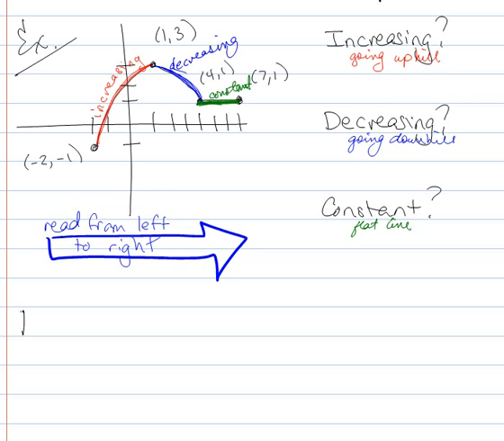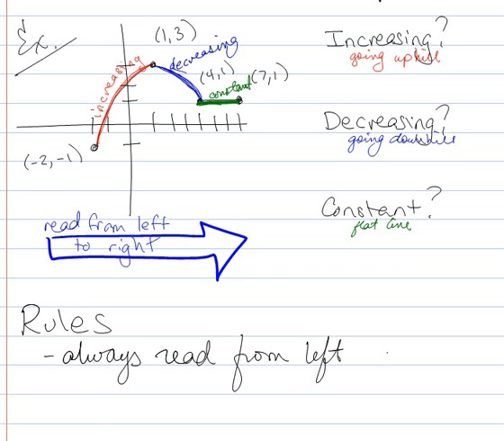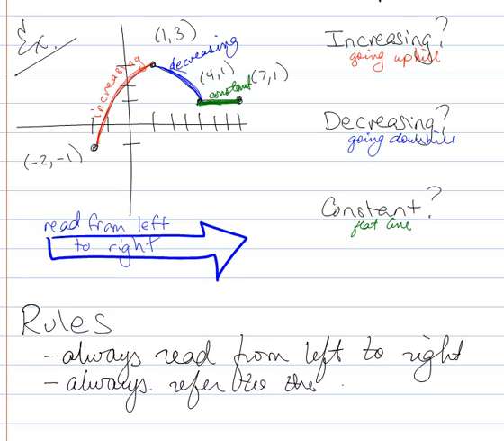Now here are your rules. First of all, always read from left to right. Second rule: we are always going to refer to the x values.